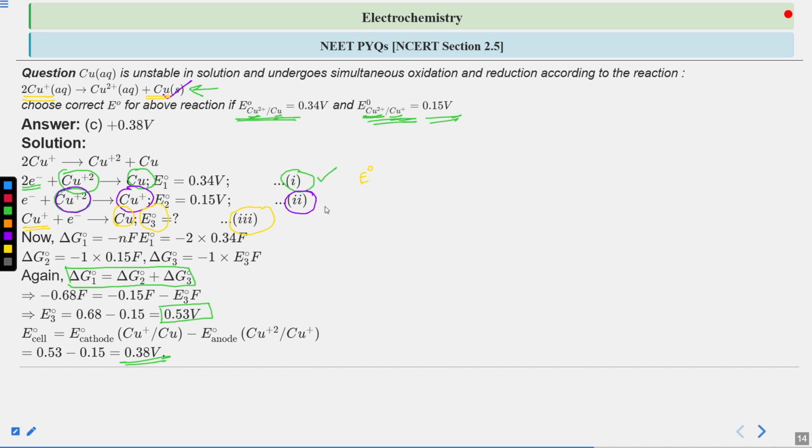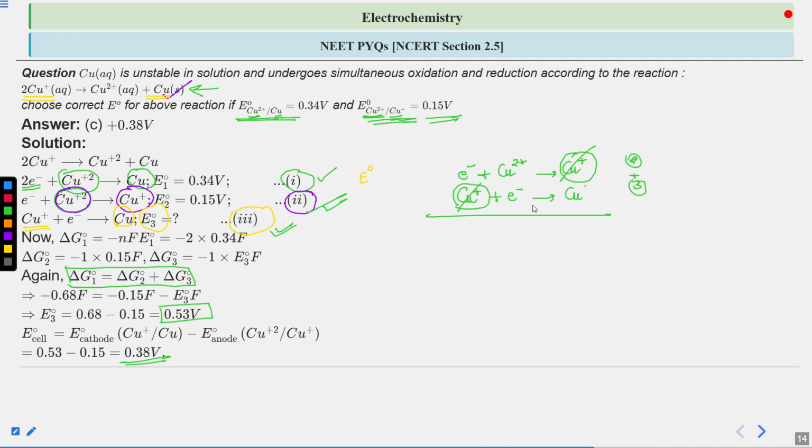That means we are adding the second and third equations to get the first equation. If you add the second equation, electron plus copper 2 plus giving copper plus, with the third equation, copper plus electron giving copper, what will you get when you add them together? This copper positive is already present on the right-hand side of the arrow also, so it will cancel out. The remaining things will add up.